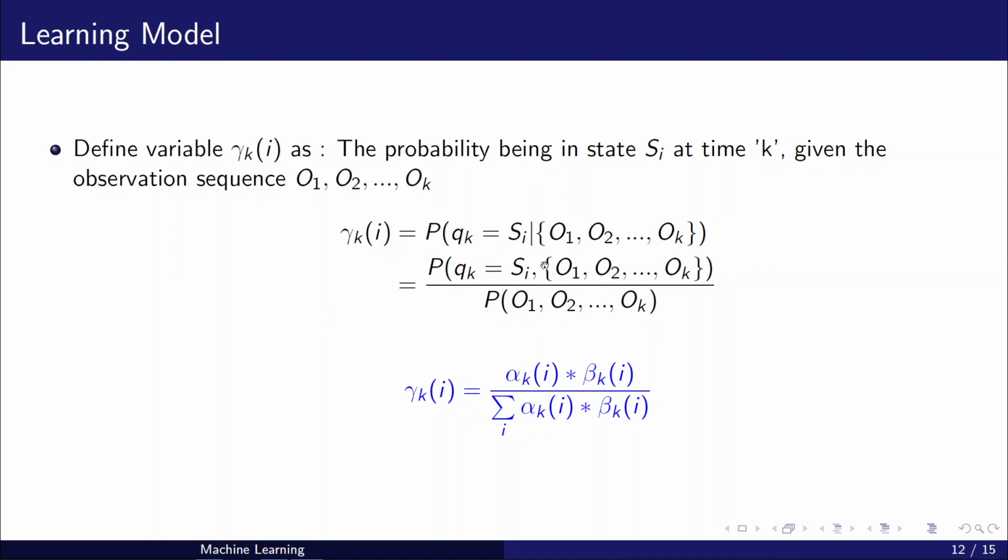Here there is no transition, that is, in the previous case we were talking about at time k being in state i and a transition from i to j. Here it is the probability of being in state si. So you divide this entire sequence O1, O2, etc., small k and k2, etc., capital K, into two parts, like alpha ki into beta ki.